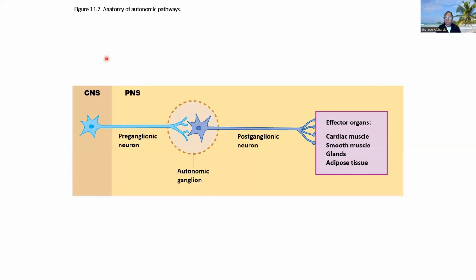So this is the general layout of the communication from the central nervous system to the autonomic ganglia to all of these effector organs that are out in the periphery. The thing that I want to make clear here is that the length of these two neurons will differ significantly depending on whether we're looking at the sympathetic nervous system or the parasympathetic nervous system. And so we'll talk about how the length of these two neurons and the anatomical location of these two neurons differ in those two divisions of the nervous system.